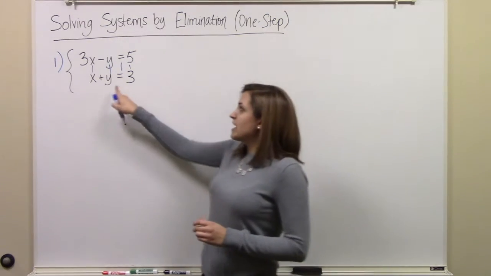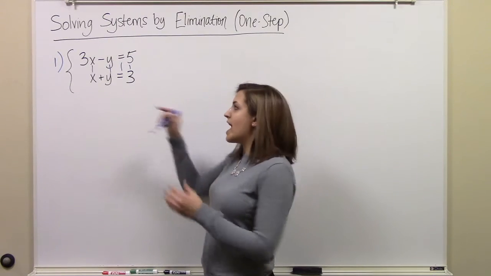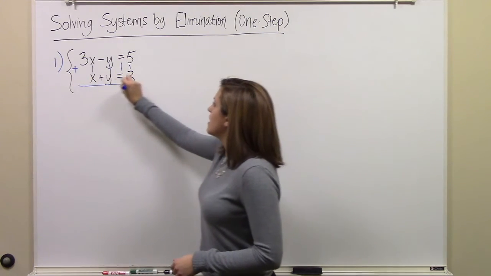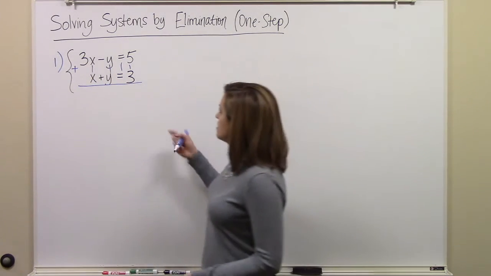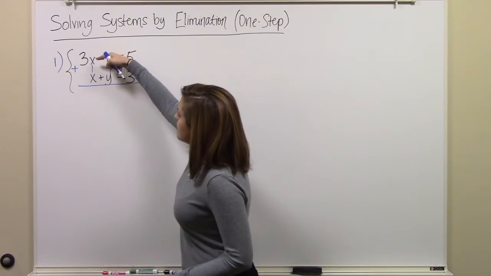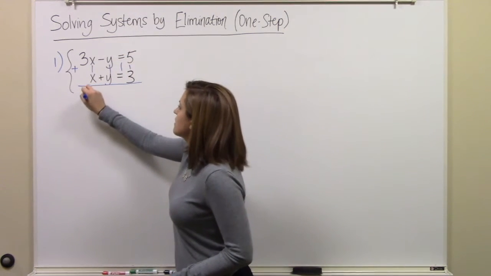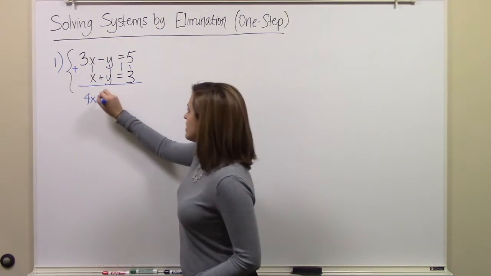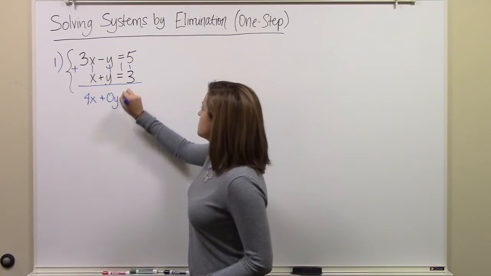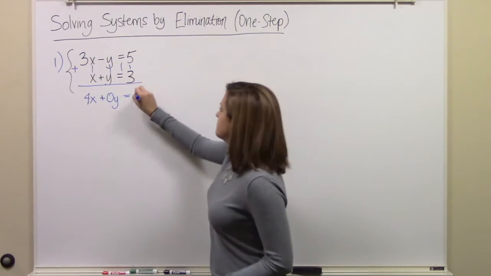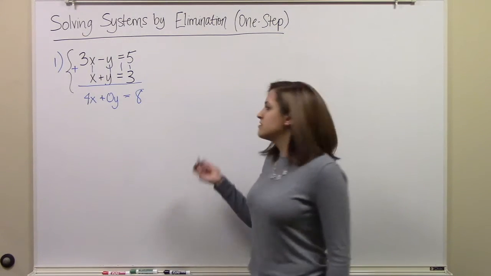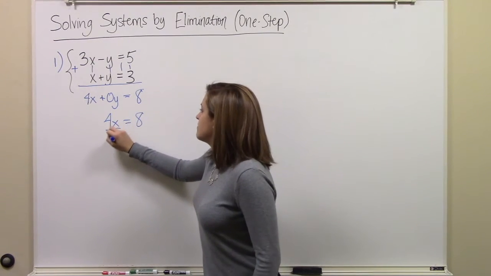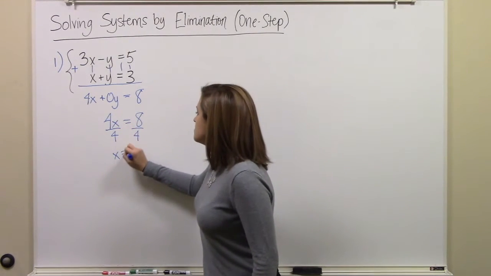Now, to eliminate that -y and +y, I'm going to add these two equations together. So I'll put a little plus sign here for myself, and I'll treat this just like I would a normal equation. So I'm going to add, we'll start with this side, 3x plus x, so I'll get 4x, and when I add -1y plus 1y, I get 0y, so plus 0y equals 5 plus 3, which is 8. Now we know 0y is just 0, so I can bring this further. 4x equals 8, and then I can divide by 4, and I'll get that x equals 2.